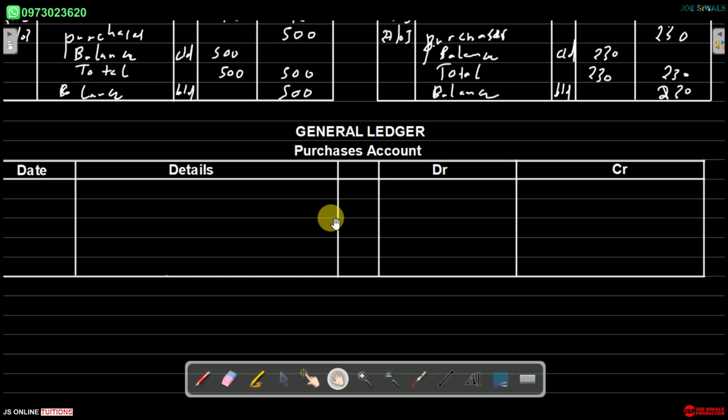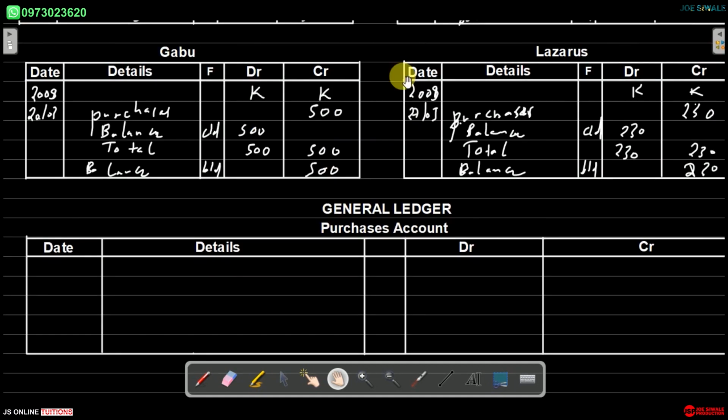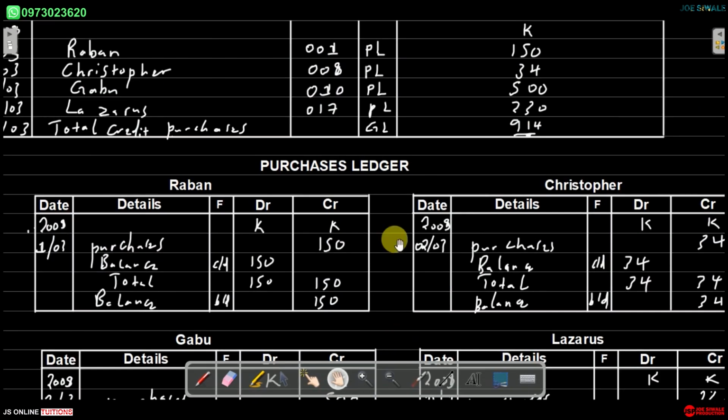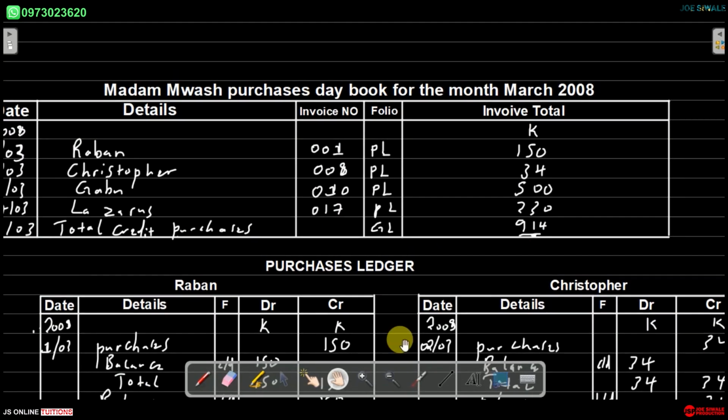Then in the purchases account in the general ledger, we are going to debit the total credit purchases, and that means that the double entry system is going to be made. So the simple thing that we can say when recording in the purchases account in the general ledger is that you're going to debit the total credit purchases. So we are supposed to record our total credit purchases in the purchases account, and we know that that figure can be found in the purchases daybook.